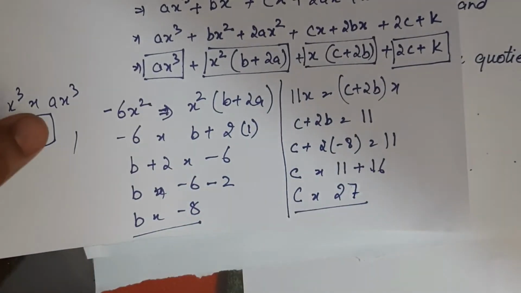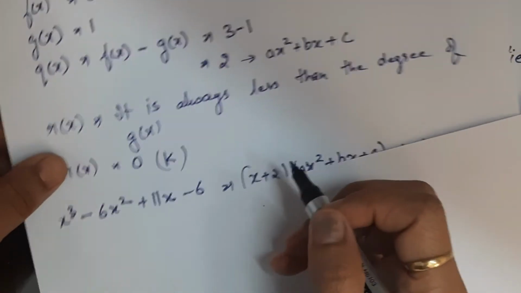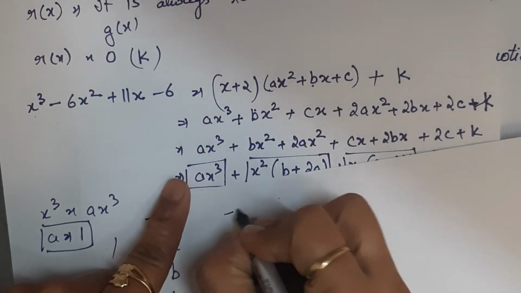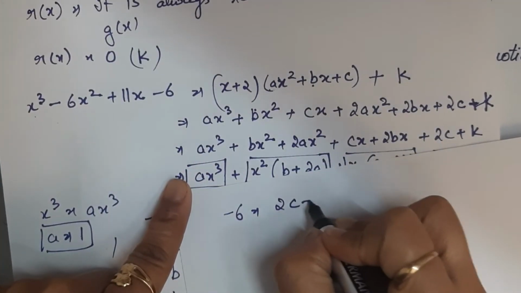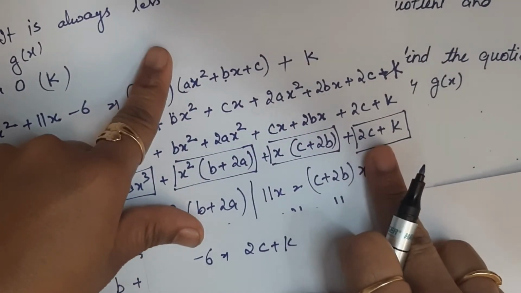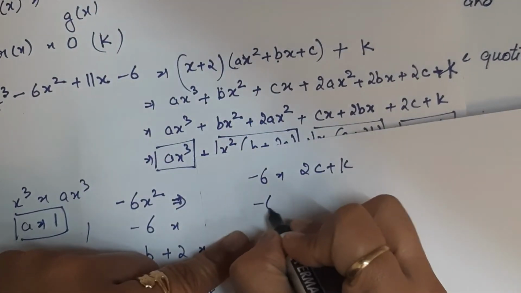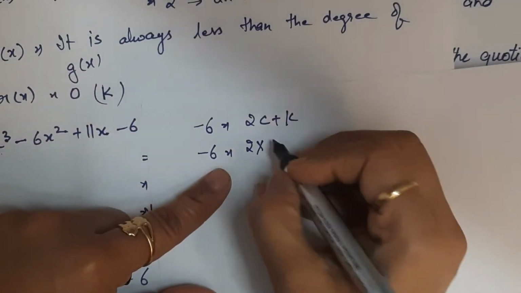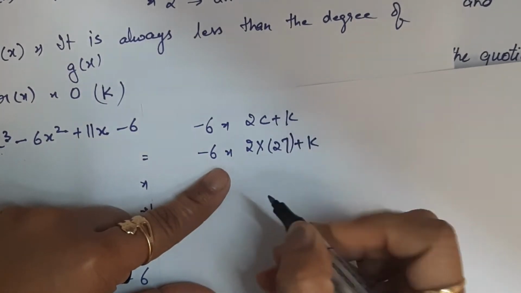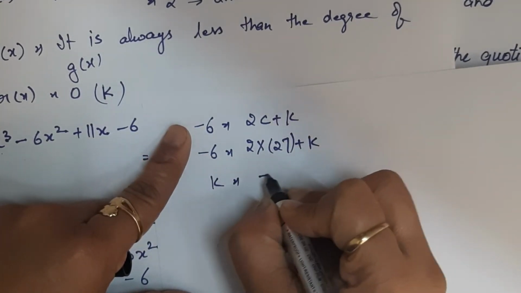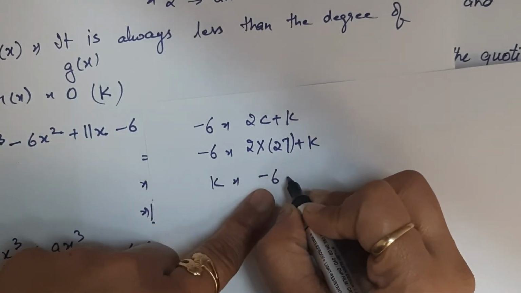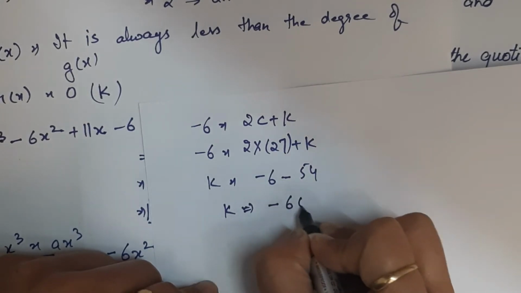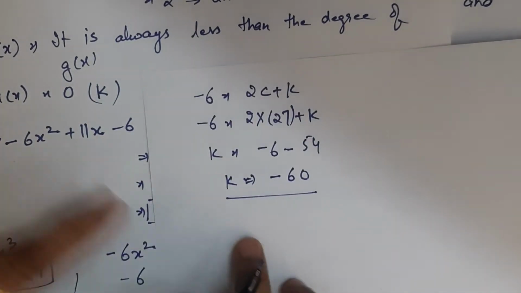Now the last thing, we have to find the constant, that is your -6 and k. So it comes out to be -6 equals 2c + k. See, this is the constant term left with us. So 2c + k. -6 equals, we know the value of c, it comes out to be 27, so put 27 plus k. Now put this on the other side: k equals -6, and this comes here as -54. So k comes out to be -60.